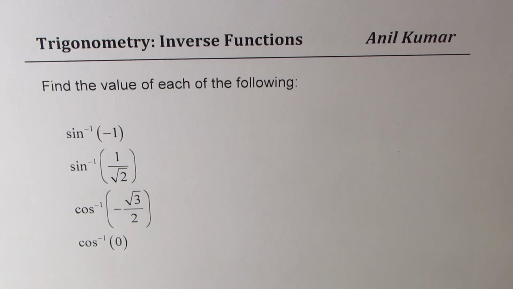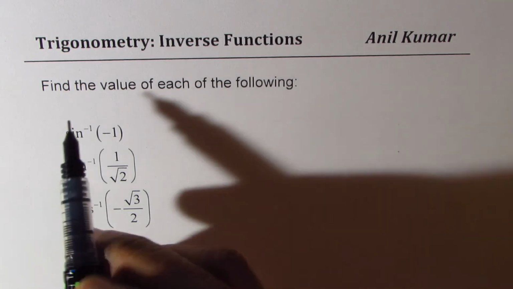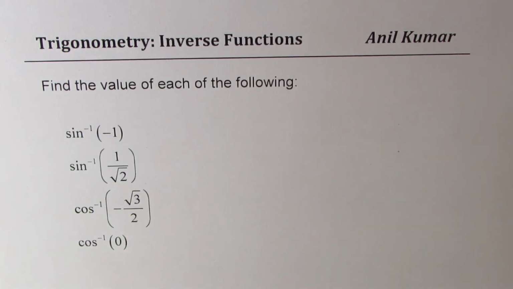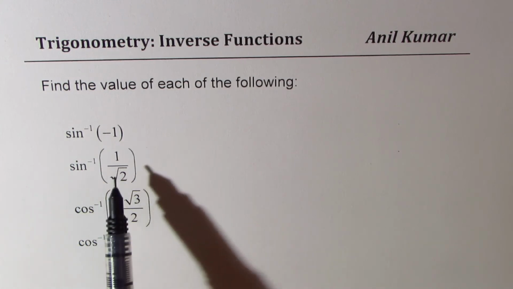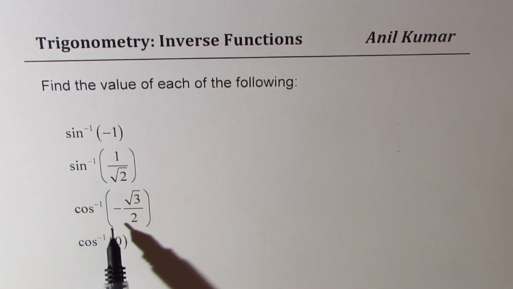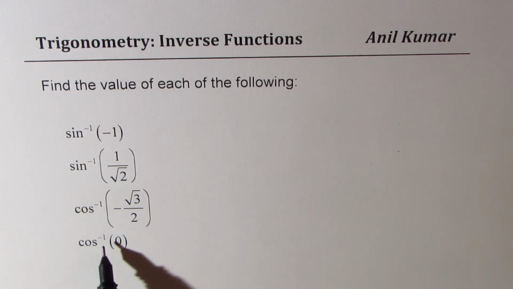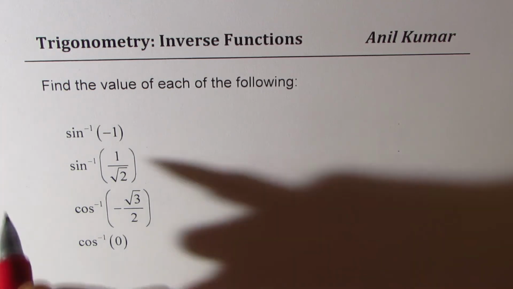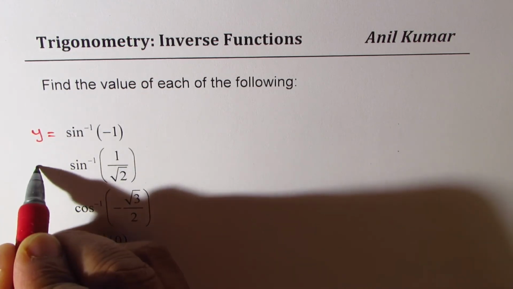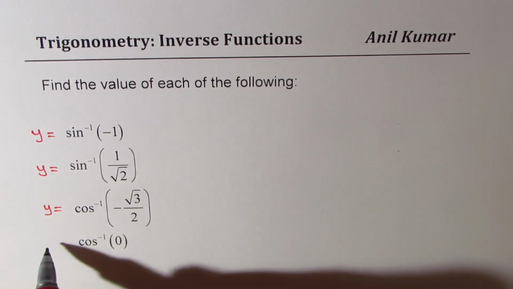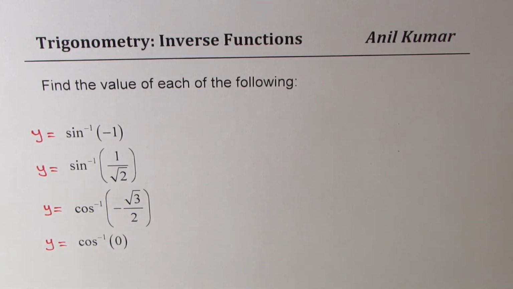Let us again look into our strategy of answering questions based on inverse trigonometric functions. The question here is, find the value of each of the following. Sine inverse of minus 1, sine inverse of 1 over square root 2, cos inverse of minus square root 3 over 2, and cos inverse of 0. Now remember one thing, we are trying to find what y equals, right? That is what we're trying to figure out.